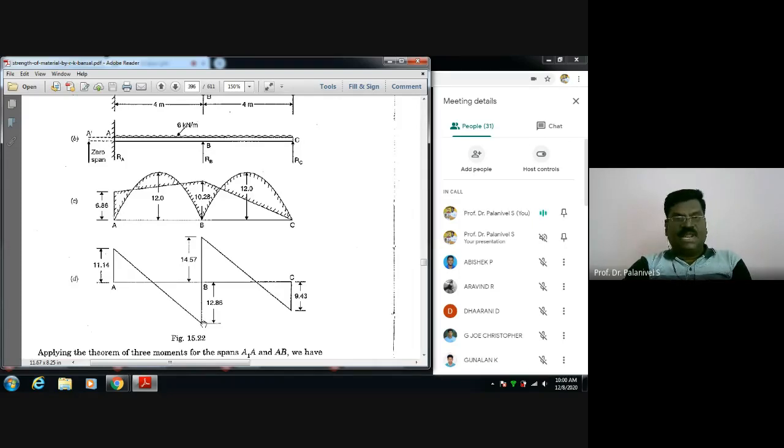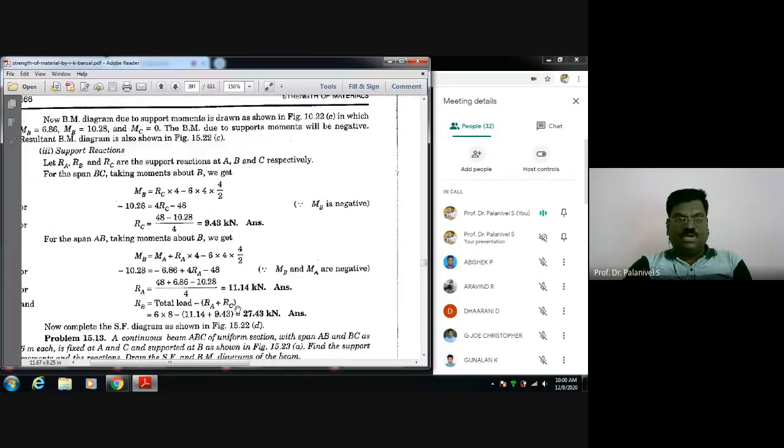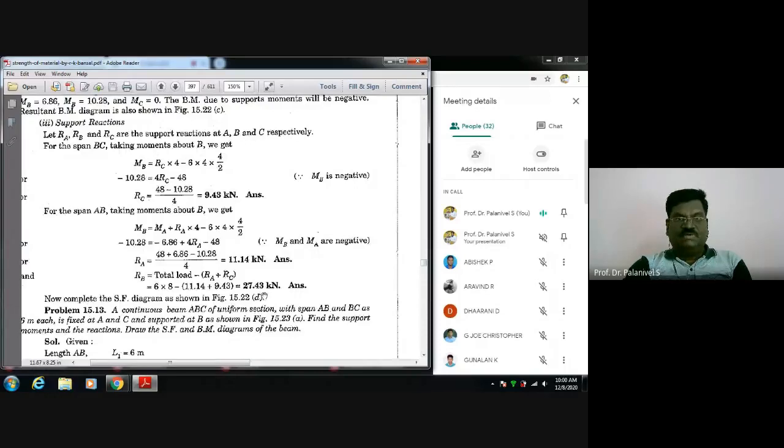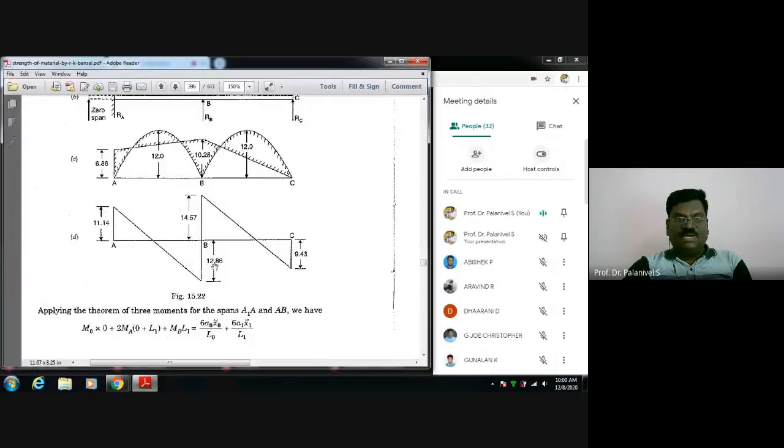Okay, if you subtract 11.14 minus 4 into 6, you are getting minus 12.86. That is why it comes on the bottom side, minus 12.86. And then there is a support reaction at B. The total value is found to be how much? Support reaction at B is found to be 27.43. Already 12.86 is here. The remaining should be 14.57.